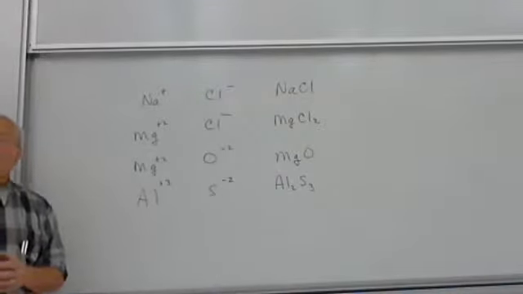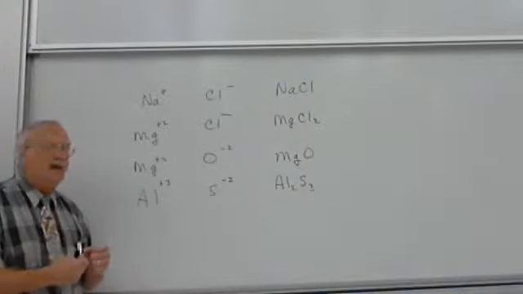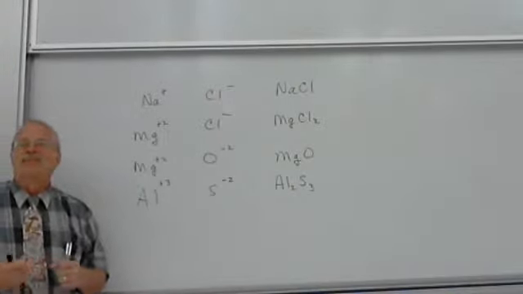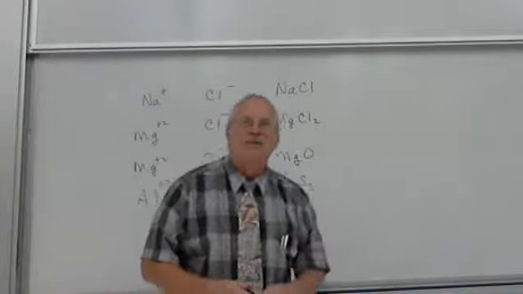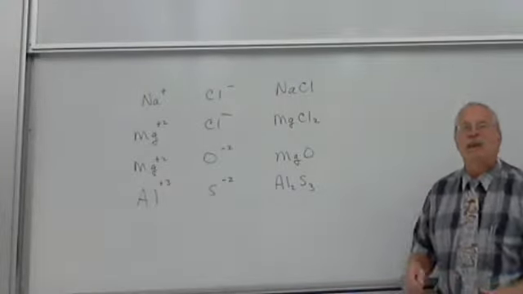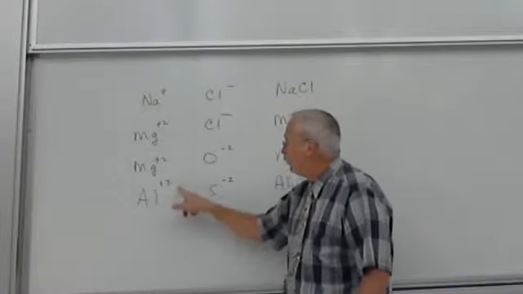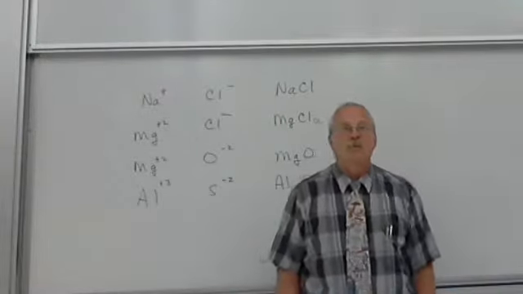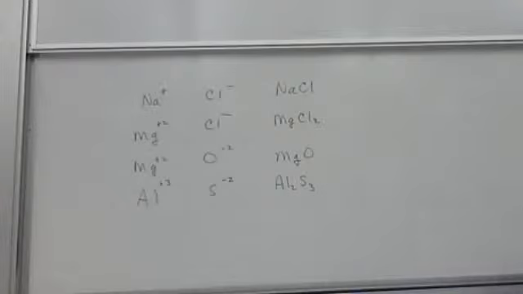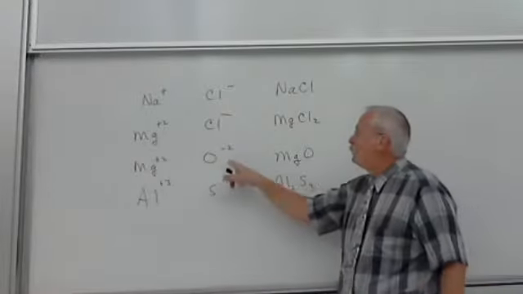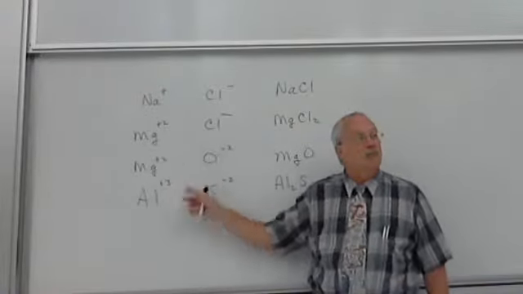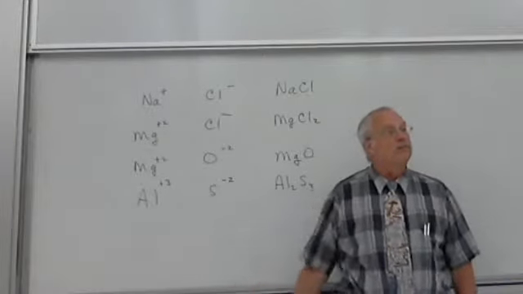I just hate it because I think people do it without knowing why it works, instead of trying to understand what's happening. But if you crisscross the numbers here, it actually gives you the formula. If it's larger numbers, then you have to reduce it to simplest terms.